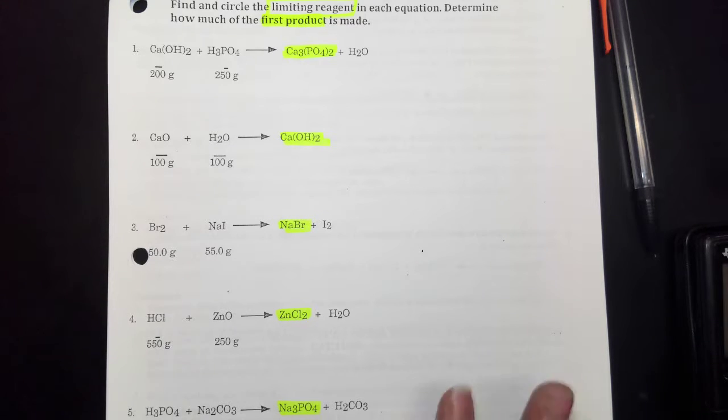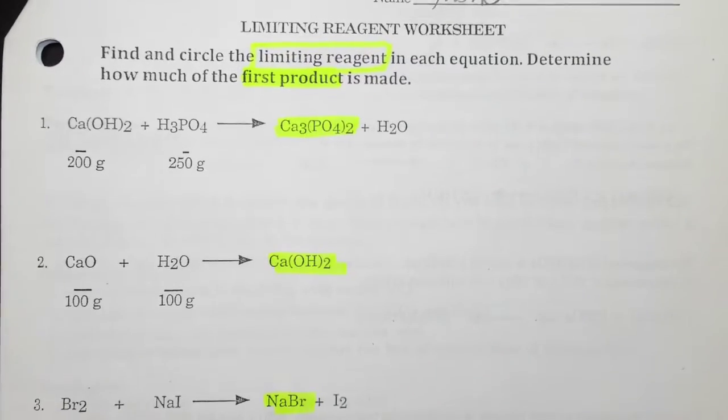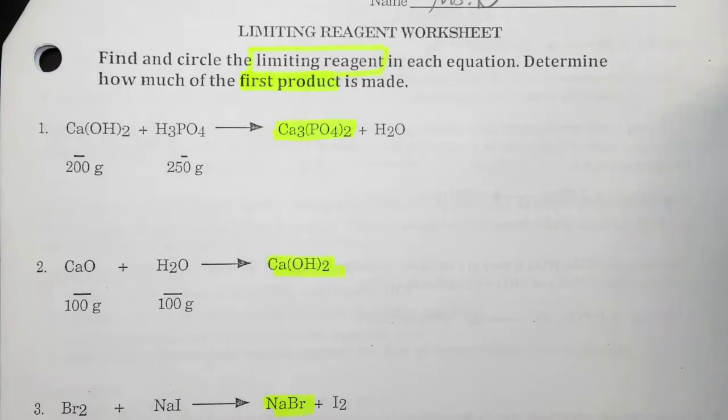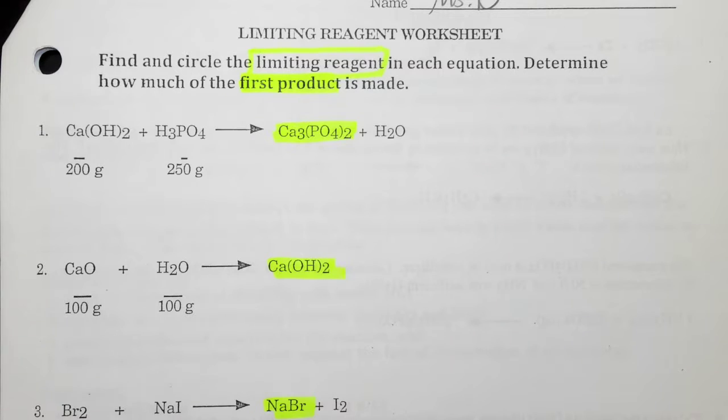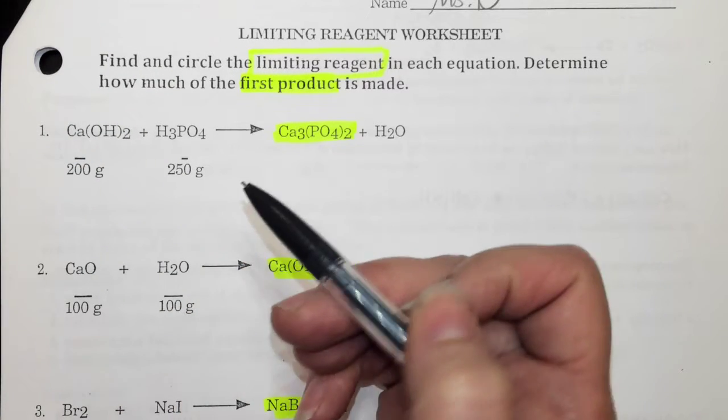Yeah, just for this particular worksheet. All right, let's look at number 1. Find and circle the limiting reagent in each equation. Determine how much of the first product is made. So they give me information about calcium hydroxide and they give me information about H3PO4.